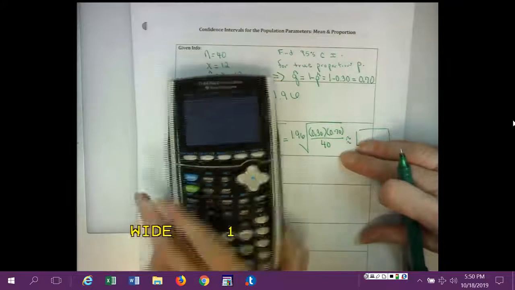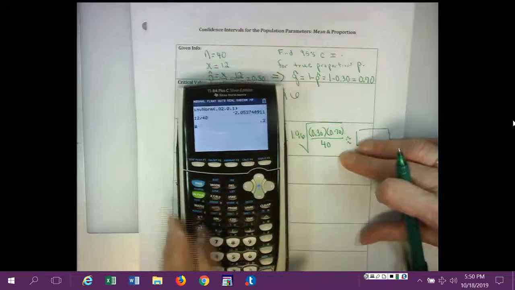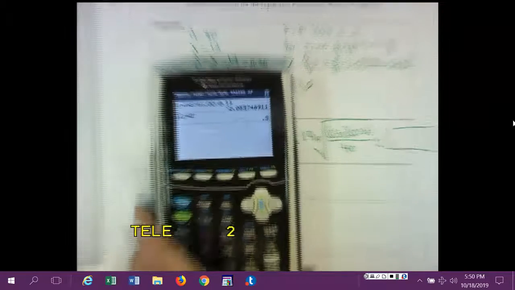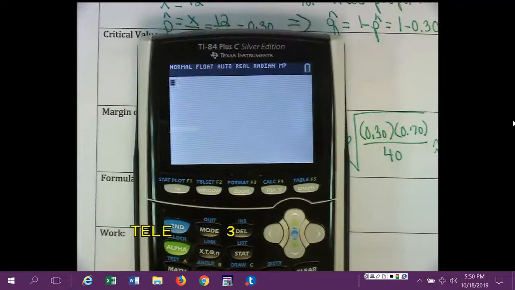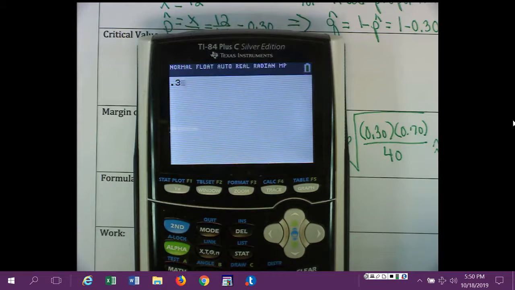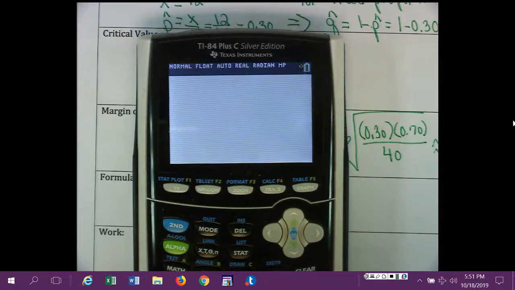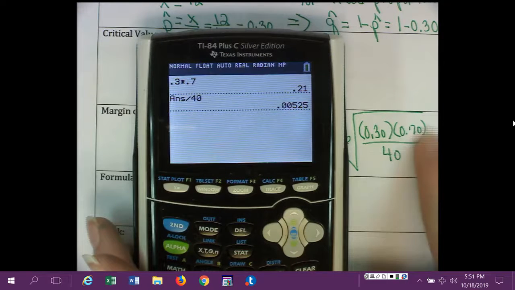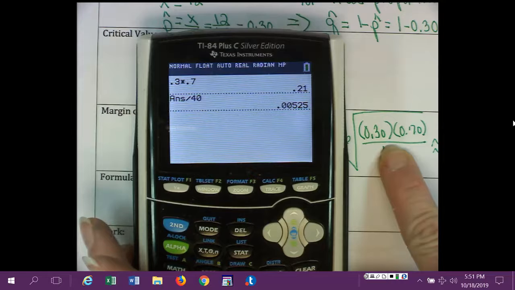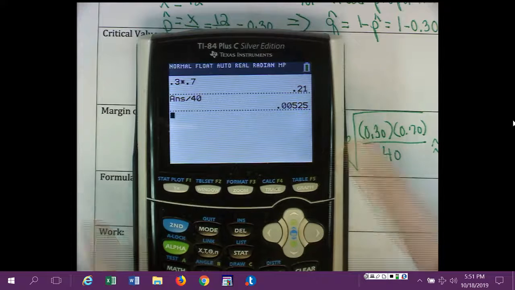I am going to show you my method of plugging into the calculator for those of you that may need this. I'm going to clear out my window first. One way to attack this formula is to say 0.3 times 0.7 divided by 40. If you notice, that number is what I've calculated under the radical before I take the square root, 0.00525.